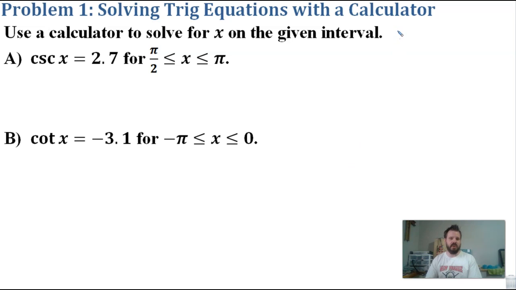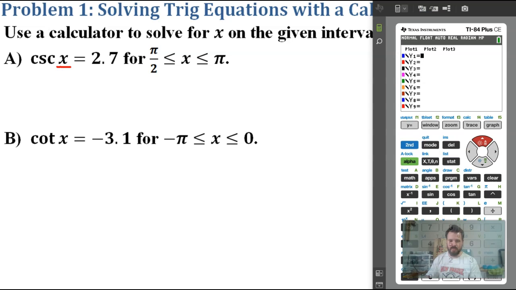Problem 1 says, use a calculator to solve for x on the given interval. I want to solve cosecant x equals 2.7 for x between pi over 2 and pi. In other words, we want to figure out what angle makes our cosecant function equal to 2.7. And we're going to say our angle has to be on this interval here. Okay, let's pull our calculators up.